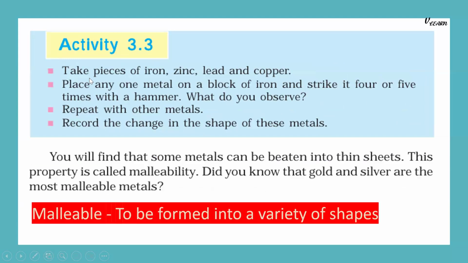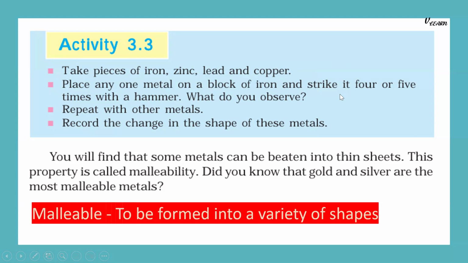Activity 3.3. Take pieces of iron, zinc, lead, and copper. Place any one metal on the block of iron and strike it 4 or 5 times with a hammer. What do you observe? Repeat with other metals. Record the changes in the shape of these metals. So why do you have to place the metals on the block of iron? As I already told, iron is the hardest metal. That's why we are doing it on a block of iron.